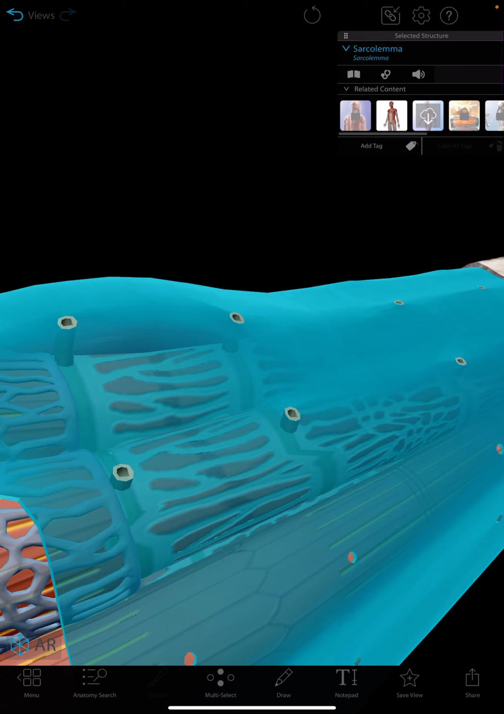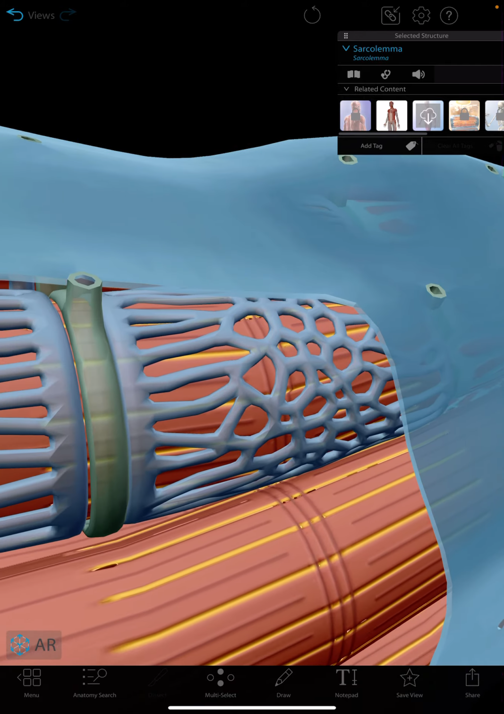These are called transverse tubules, and if I click on them, these are the transverse tubules, these small circular depressions that you see in blue. T tubules, or transverse tubules, are areas where the sarcolemma, the blue plasma membrane of the muscle fiber, invaginates and dives down deeper into the muscle fiber.